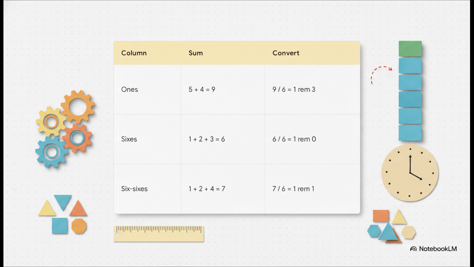Now the middle column. The 1 we carried plus 2 plus 3 equals 6. Divide 6 by 6. That's 1 remainder 0. Write down the 0, carry the 1. Finally, the left column. 1 plus 2 plus 4 equals 7. 7 divided by 6 is 1 remainder 1. Write the remainder 1 and carry the 1 down to the front. Our final answer is 1103 base 6. So the pattern is add, divide by the base, write the remainder, and carry the quotient.